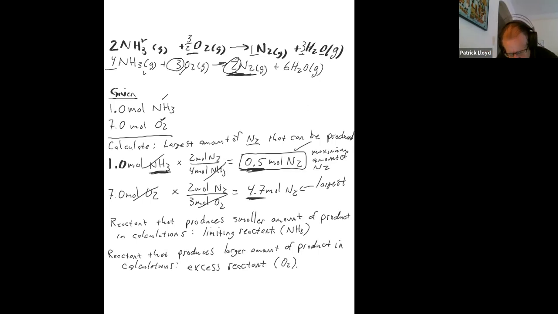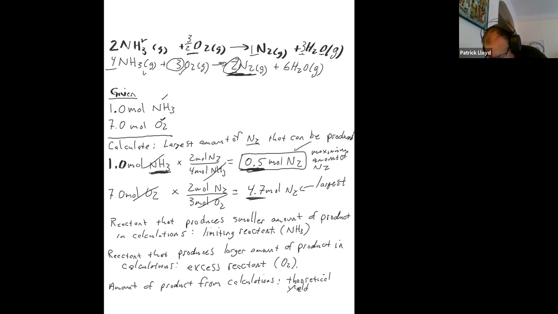Okay, the amount of product from the calculations. So we just did the amount of product from these calculations. The smaller amount, right, is called the theoretical yield. Theoretical yield. Yield is spelled Y-I-E-L-D. In chemistry, yield means how much did you make?